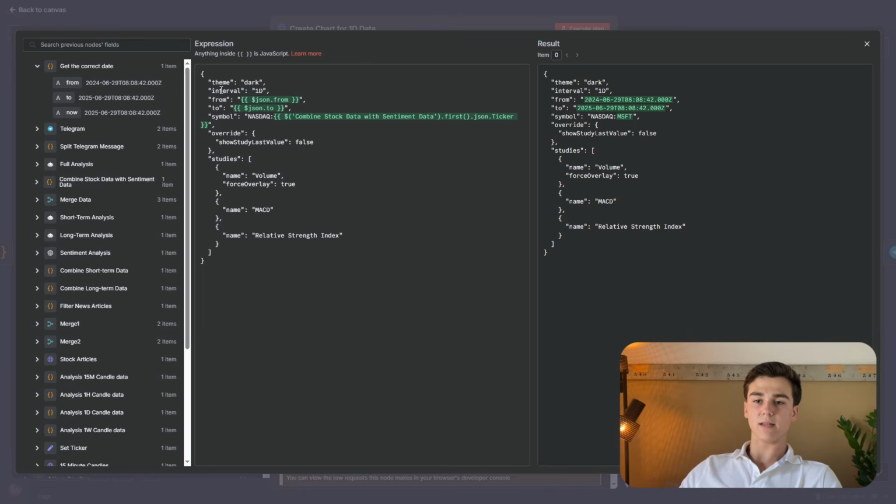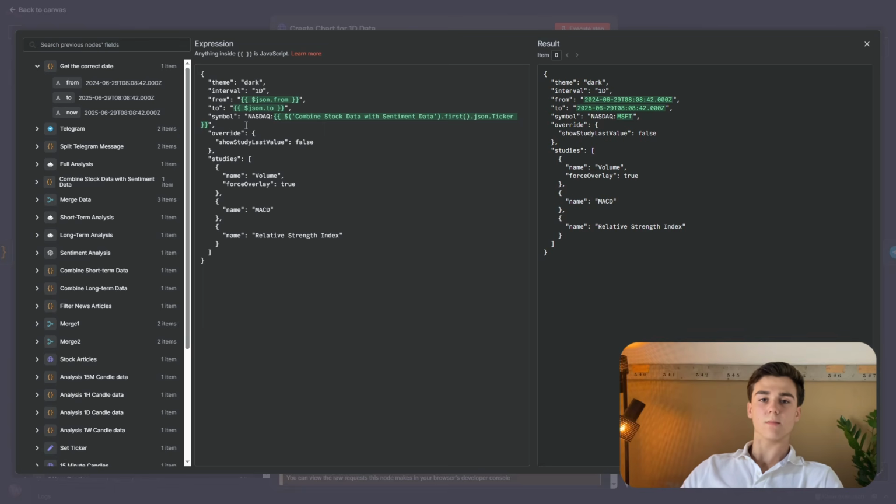And in here we have the theme. So my theme is dark. Interval is 1 day. This is the candlestick data. So it is from 1 day candlestick data. Then from is going to be the correct date that we have just created. And then the to is going to be the correct date that we also just created. The symbol will be the ticker. So this will be the ticker that you have also set previously in this workflow.